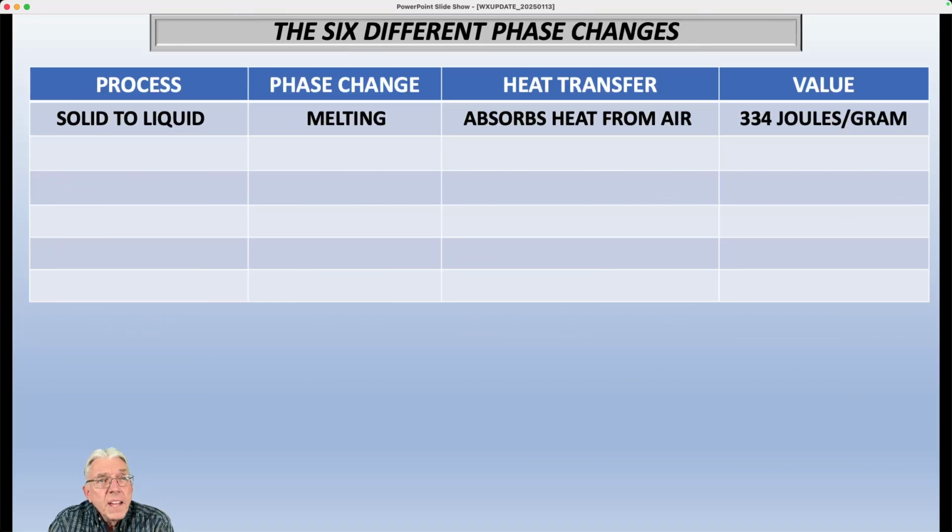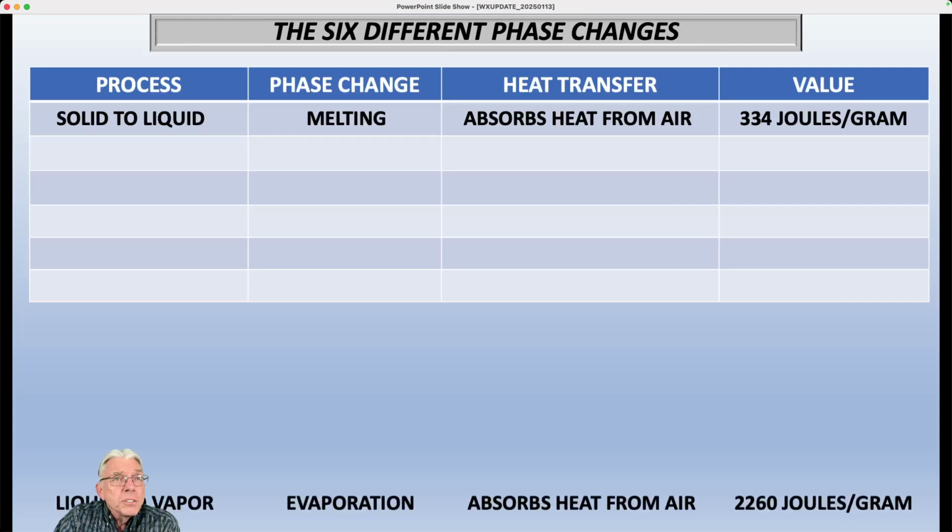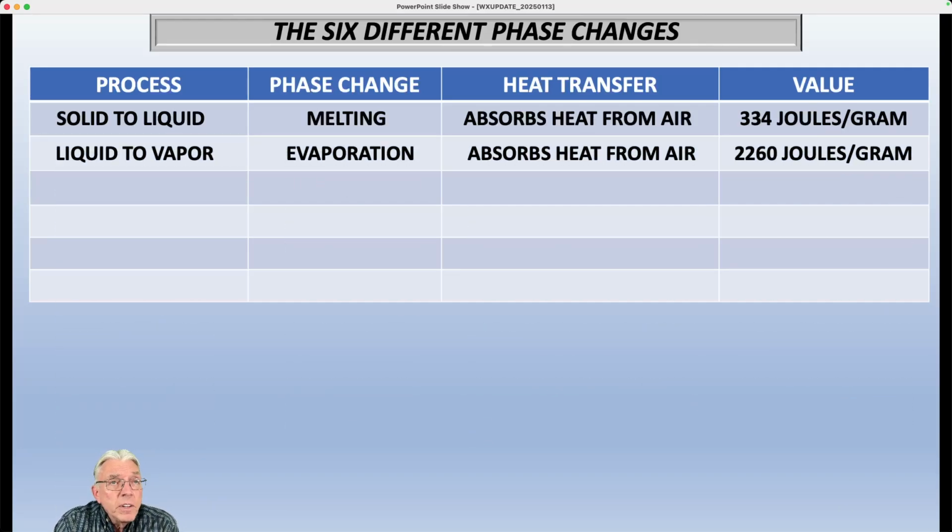The first one is going from solid to liquid, which of course is melting. That absorbs heat from the air and the result is cooling. And don't worry about the units there, but the number is important, 334, when we compare it to other processes. Now, when we go from liquid to vapor, that's called evaporation. That also absorbs heat from the air, but at a much, much greater rate. And so evaporation is going to cause considerably more cooling than melting will, but melting will still cause some.